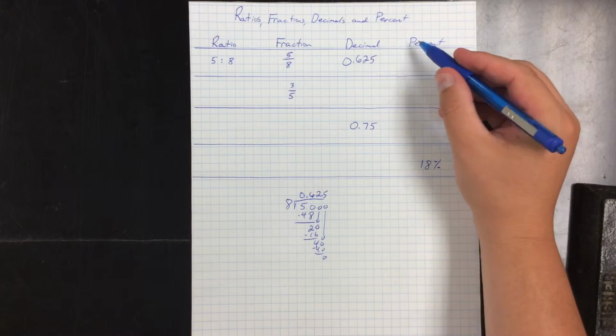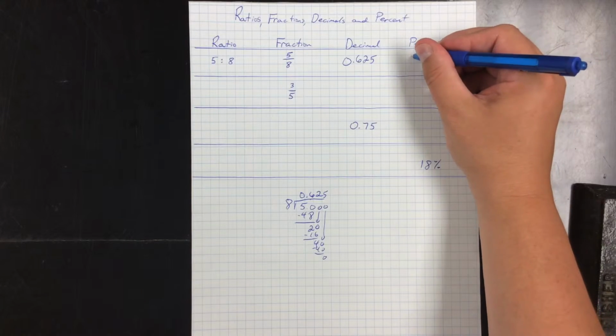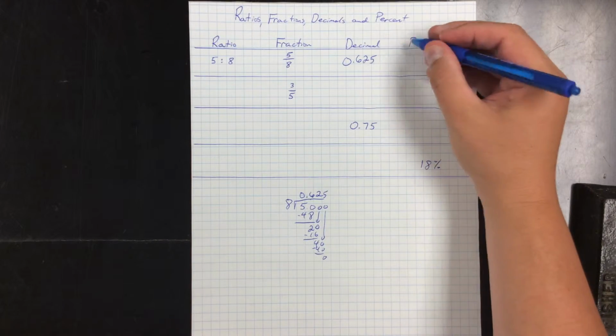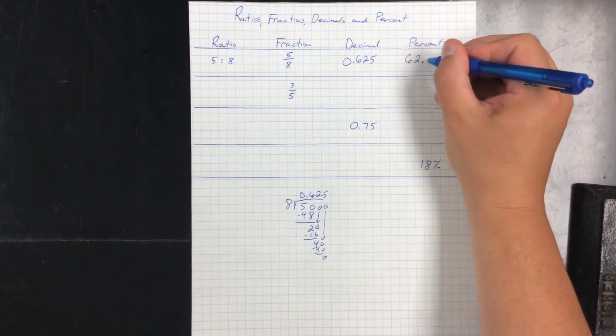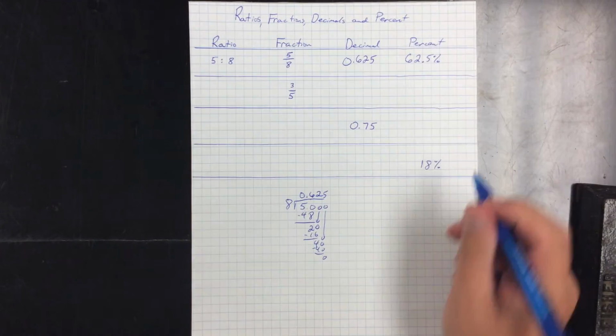And as a percent, we know that's going to be, move it over 2, multiply it by 100. So it's going to be 62.5%.